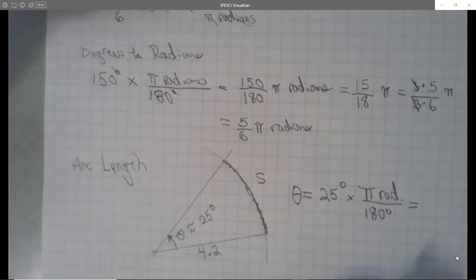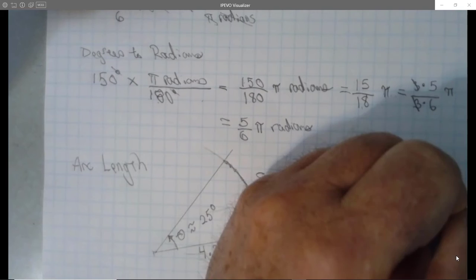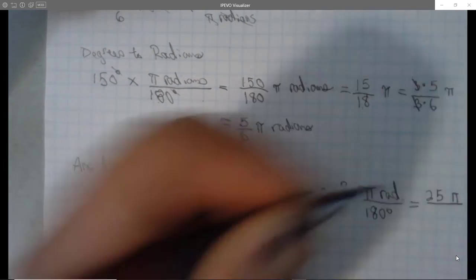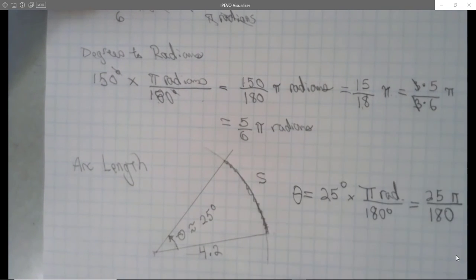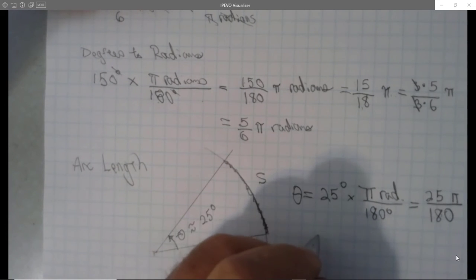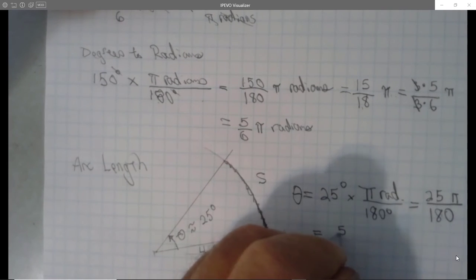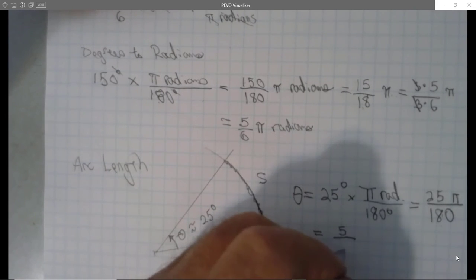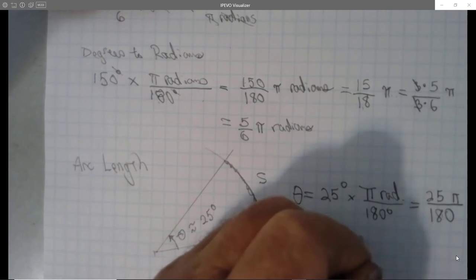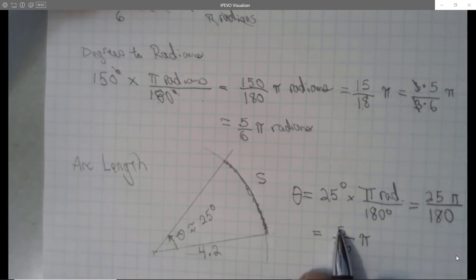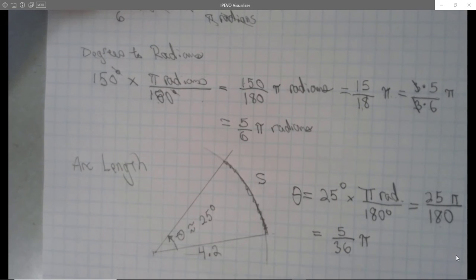Well, the degrees are going to cancel out. We've got 25 pi over 180. And this will certainly reduce some. There's a 5 in each one of those. So 25 divided by 5 is 5. 180 divided by 5 is 36. And that's it. This is 6 times 6. That's 5, which doesn't factor other than 5 times 1. So I have 5/36 times pi.